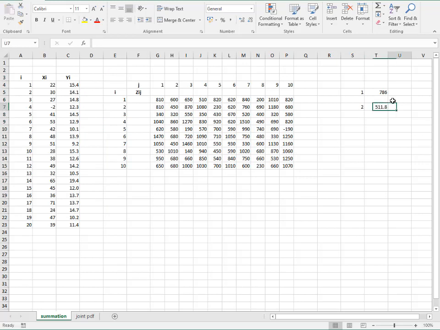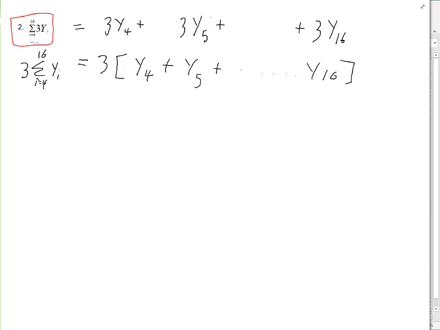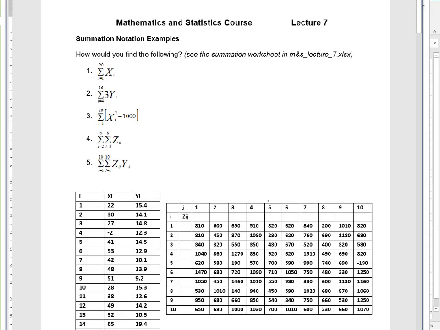Okay. So that's number 2, 511.8. Okay, let's actually find the way back to the notes. Okay, here's the notes.